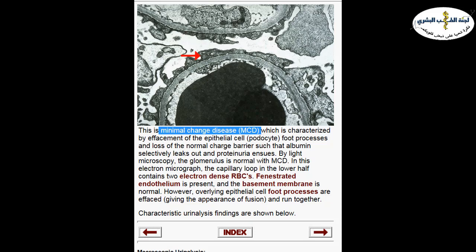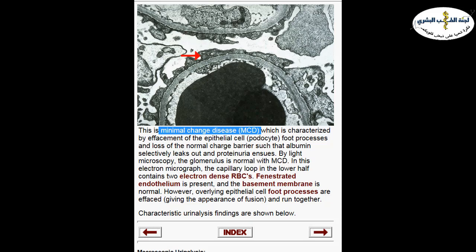Now, why do we call it minimal change disease? Because the changes are evident only under electron microscopy. If you do H&E stain, it's normal. If you do immunofluorescence, it's negative. If you do PAS or silver stain, everything looks normal. But if you examine the glomerulus under electron microscopy, you can see this effacement of foot processes. So this is the only finding in minimal change disease.